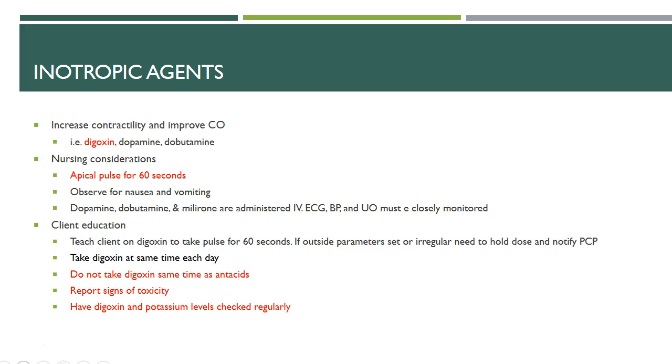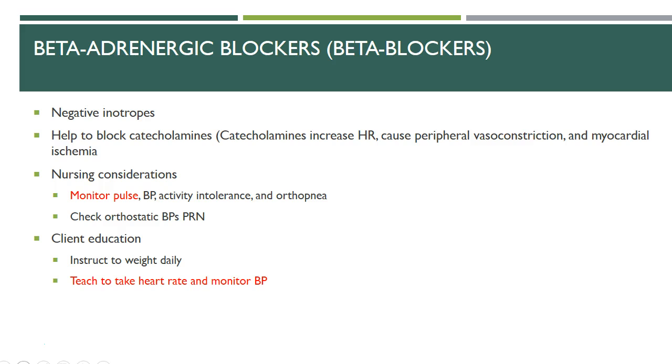And then you need to have your potassium levels checked regularly. Remember, hypokalemia can potentiate dig toxicity. So beta blockers are considered negative inotropes and negative chronotropes because they help to lessen the contractility and decrease the heart rate. They do this by blocking the catecholamines, which increase the heart rate and cause peripheral vasoconstriction.